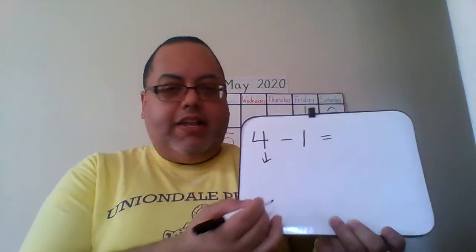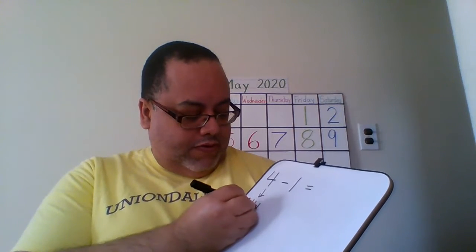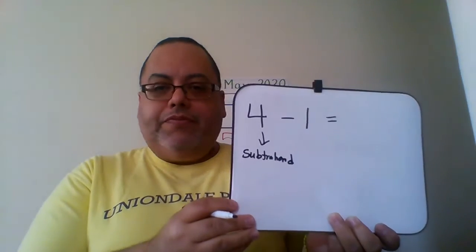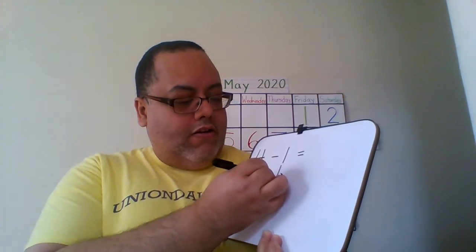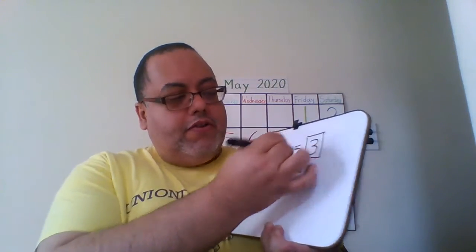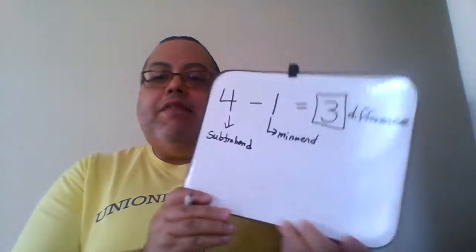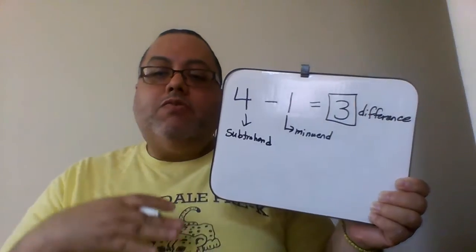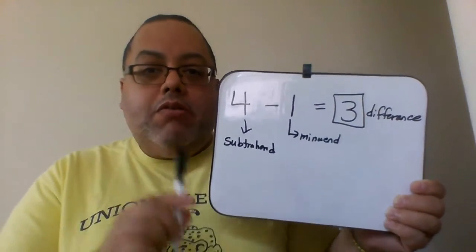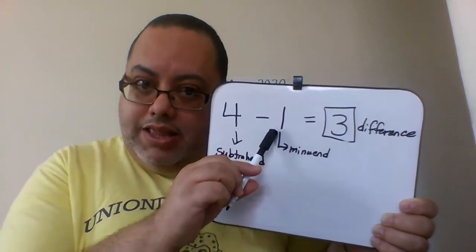This one right here is called the subtraction. This one here is called the minuend. And the one that goes in here is called the difference. And in math, that's very important because when I say I'm looking for the missing minuend, I'm not talking about this number. I'm not talking about this number. I'm talking about this number.